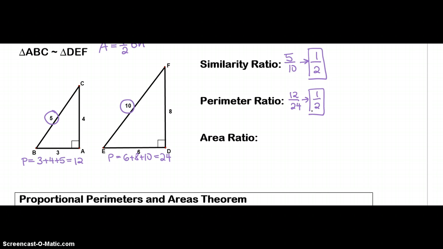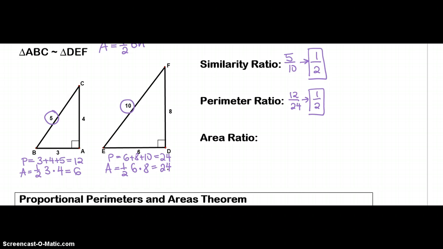In order to do that, we need to find the area of both triangles. So area equals 1/2, and remember it says base times height. So it's going to be 1/2. Base of the first one is 3 times the height is 4. So 1/2 of 3 times 4 is 1/2 of 12, 6. The area of the second one is going to be 1/2. The base in the second one is 6, and the height is 8. 6 times 8, 48. Half of that, 24.